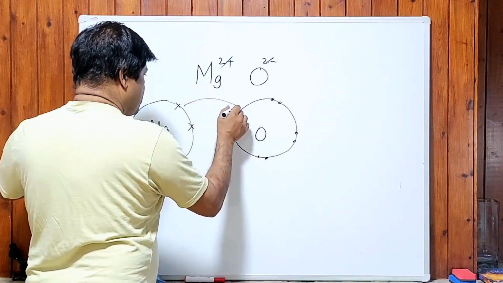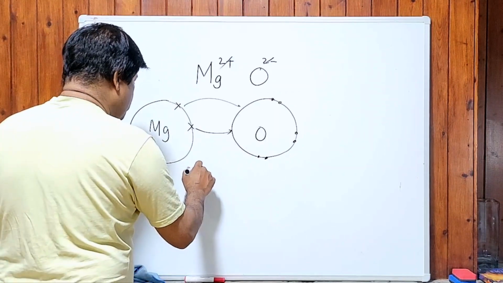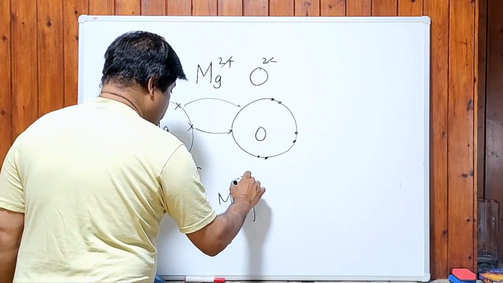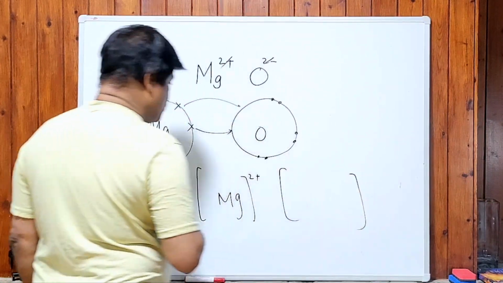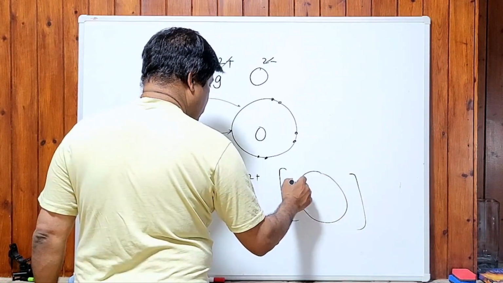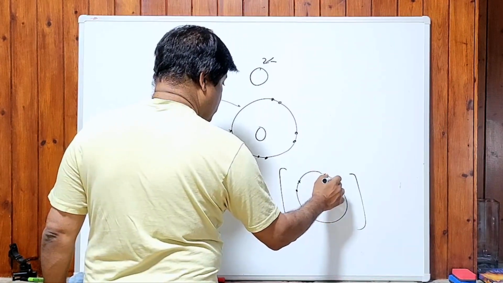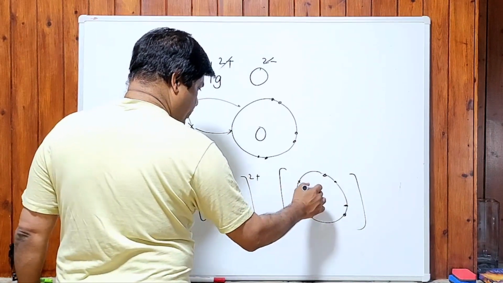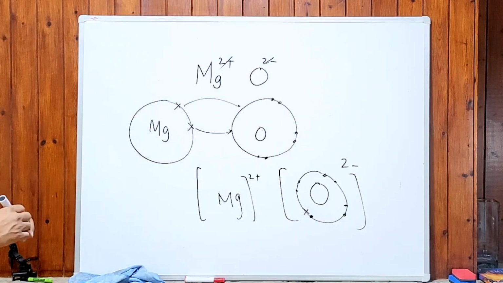Magnesium lost 2 electrons, and oxygen gained 2 electrons. So Mg becomes Mg2 plus, and oxygen gains 2 electrons from magnesium: 1 electron from magnesium, 1 electron from magnesium. Now oxygen has 8 electrons in the outer shell: 1, 2, 3, 4, 5, 6, 7, 8. Oxygen 2 minus.